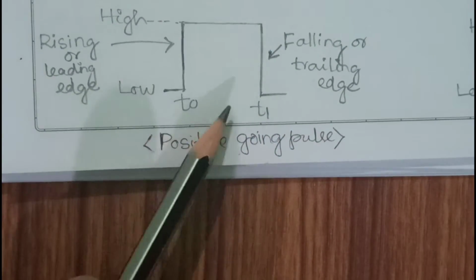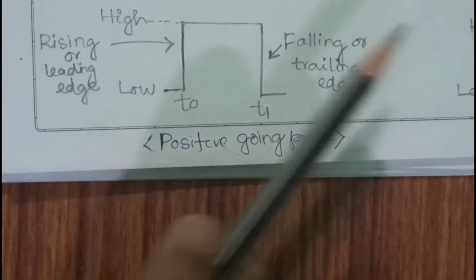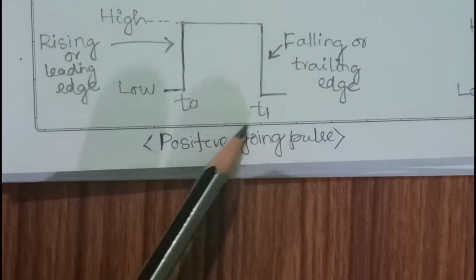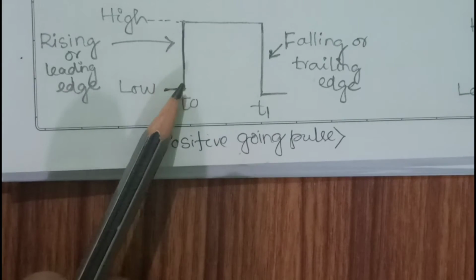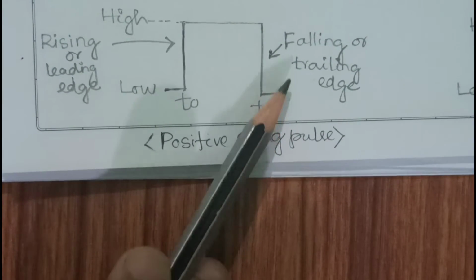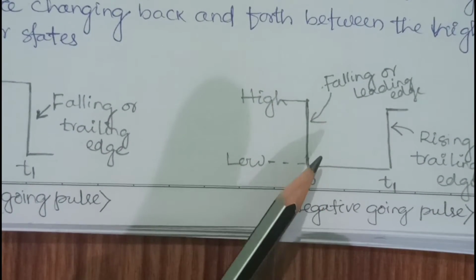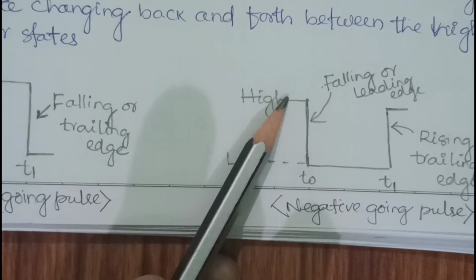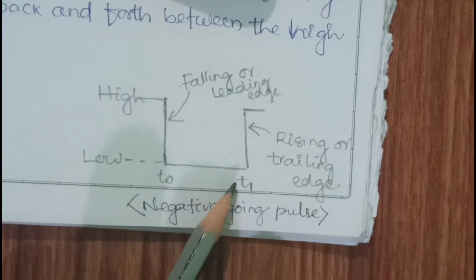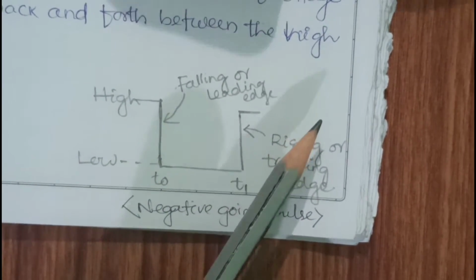In both the positive going pulse and the negative going pulse, the first one is the leading edge and the second one is the trailing edge. In the positive going pulse, since it is rising from low to high, it is called the rising edge, and since it is falling from high to low, it is called the falling edge. Similarly, for the negative going pulse, the first edge falls from high to low, so it is called the falling edge, and the second edge rises from low to high, so it is called the rising edge.